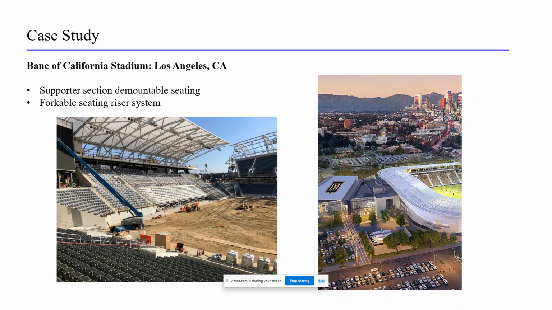Bank of California, we talked about this. This is the demountable system that they can take out for concert events or be used as standing rail for all the rowdy soccer fans when they're having a soccer game.